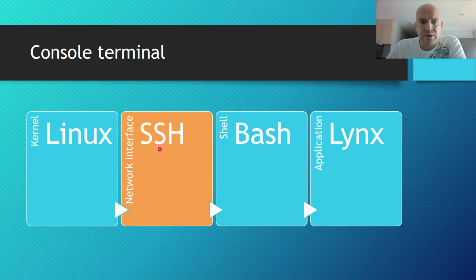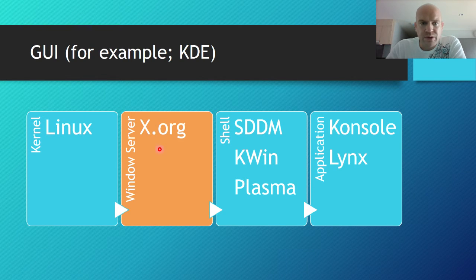You could also use a graphical user interface. So a graphical user interface, for example, KDE, also has the kernel, Linux. Instead of having the terminal server, it has a windows server, which is X.org. There used to be others, but they're no longer being developed, so this is the only alternative that is left. And unlike the console terminal, when you use your desktop computer, you're always going to run the windows server, even if you're at your local computer.